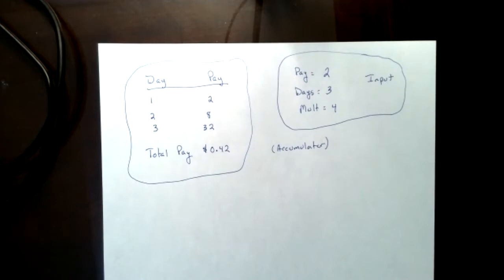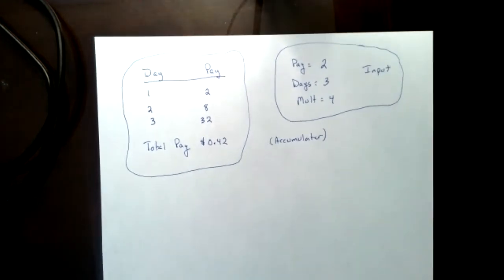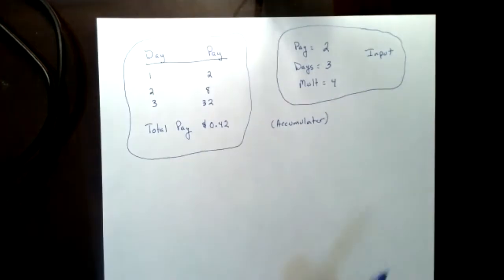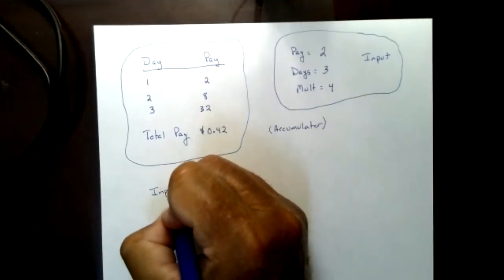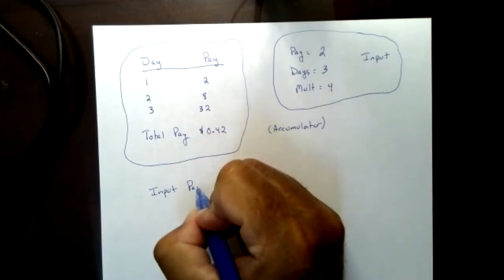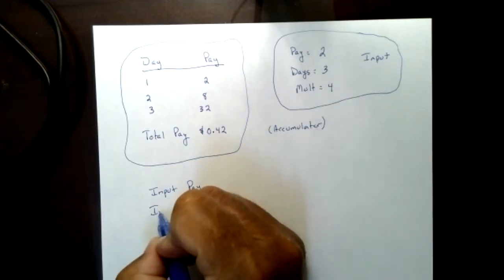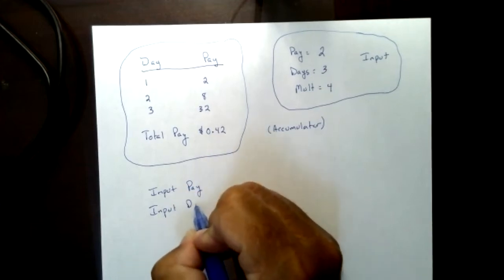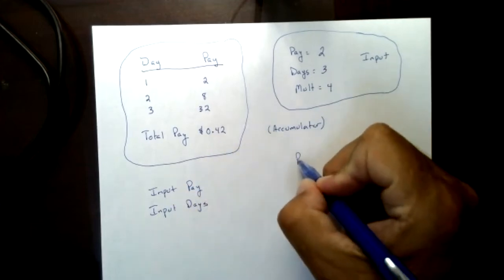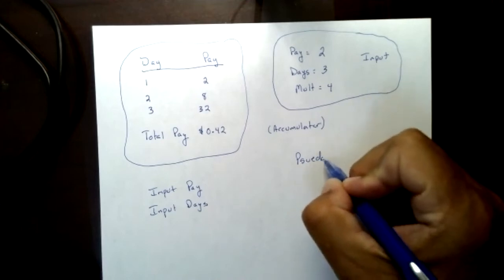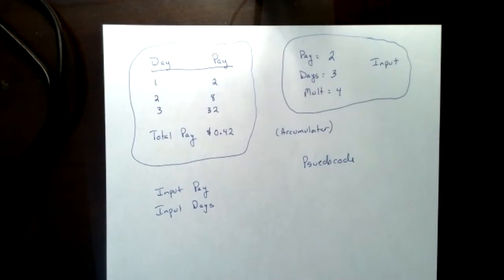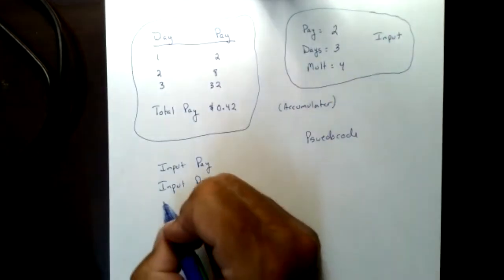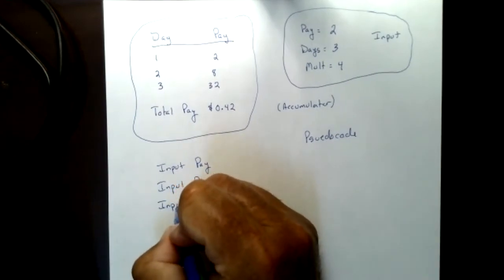So I'm still not getting ready to type. I want to make sure I know what all's going on. So the first thing I wanted to do was input pay, and I'm going to keep it as pay. I wanted to input days. And what I'm doing here is something called pseudocode, where it's not really programming like if I was sitting at my machine typing, but it's me getting the layout straight in my head of how I want to do this. And finally, I want to input the multiplier.